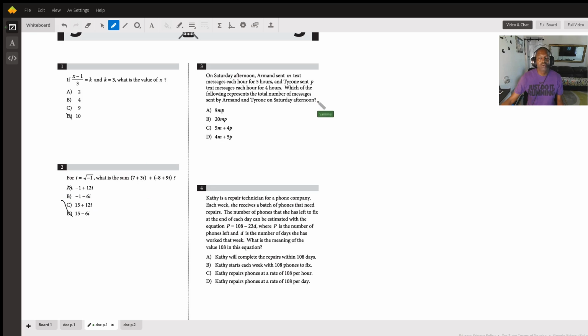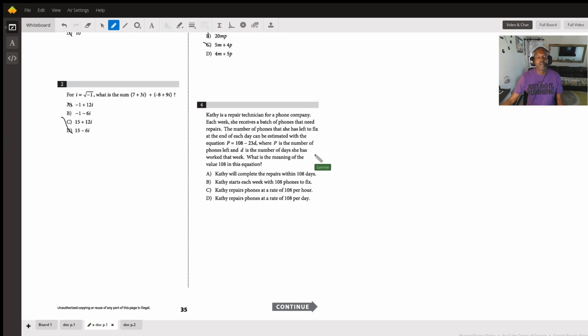Number 3, don't let all these words screw you up. Go straight to the answer, which of the following represents the number of messages sent by Armin and Tyrone on Saturday afternoon? Armin sent M text messages in 5 hours. Tyrone sent P in 4 hours. 5M, 4P. We can't combine like terms. These two are out. Has to be this one because it was 5M.